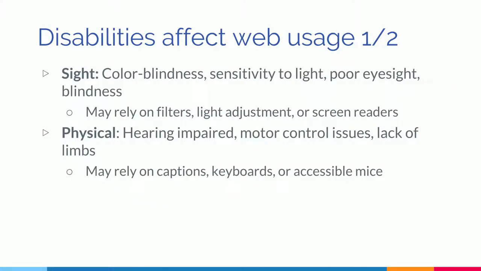Some of the issues that you may or may not be aware of that people may struggle with in terms of accessibility. Sight is one of the more common ones that people are aware of. So for example, you may have color blindness. They may be sensitive to light. They may have poor eyesight or color blindness. And this is something that can happen over time. This is something that could be at birth due to a defect or something.